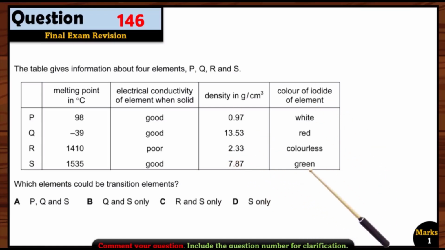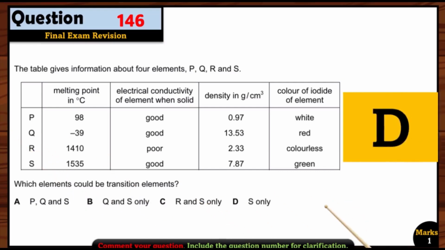Density very high and colorful compound, that's right. This is rejected already. Why are these 2 rejected? Because the density is very low here. But here the melting point is very low. So Q is also rejected. So we are just left with option D.